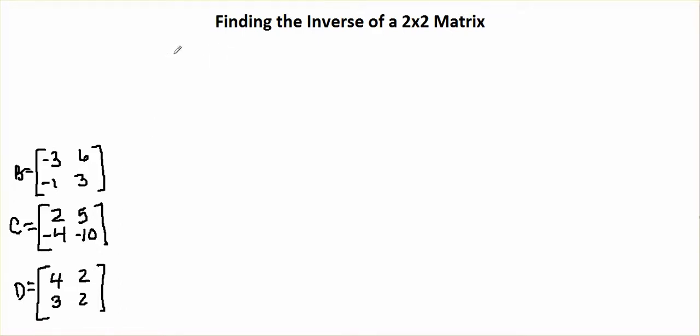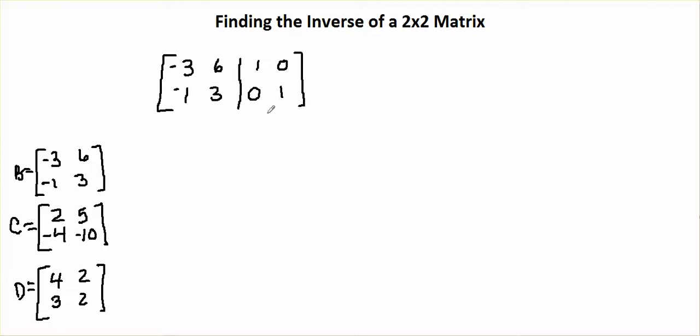Well, let's go ahead and write the matrix. We're going to expand the matrix slightly. We are going to add to the right-hand side of the matrix the identity matrix for a 2 by 2 matrix. And remember, the identity matrix is a matrix that has all ones along the diagonal and zeros everywhere else. So we doubled the size of our matrix.